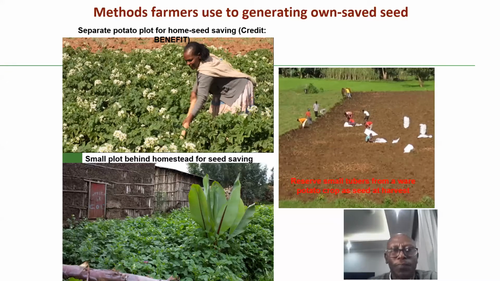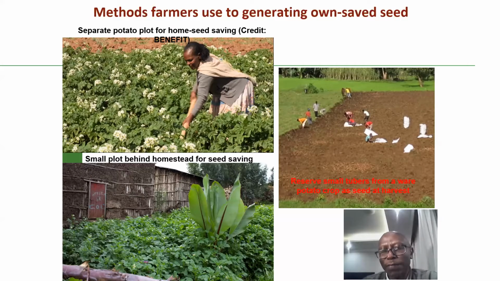Farmers cope with seed scarcity by growing their own seeds. Sometimes a farmer may grow a plot separate from others, look after it properly, and then that's where you get seed for the next planting. Really small holder farmers just plant a small piece of land behind the homestead, safely protect it, and that's where you get seed for the next crop.